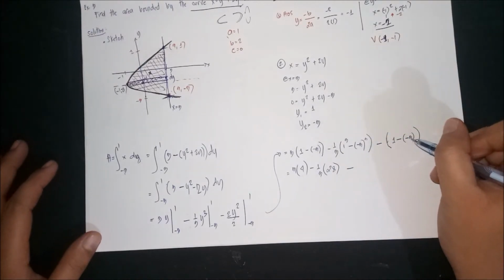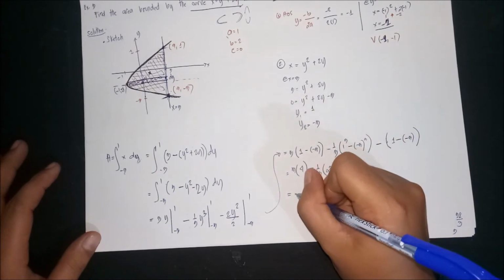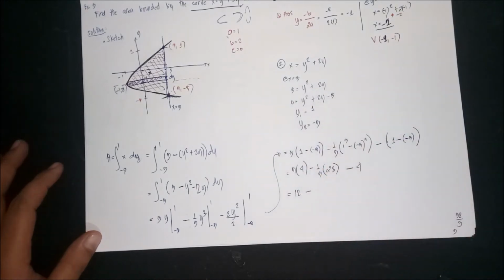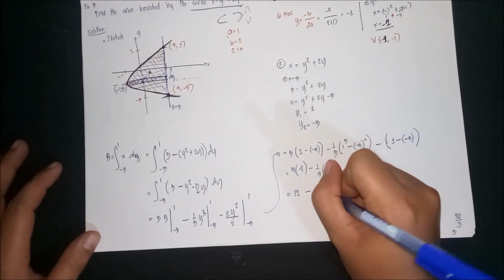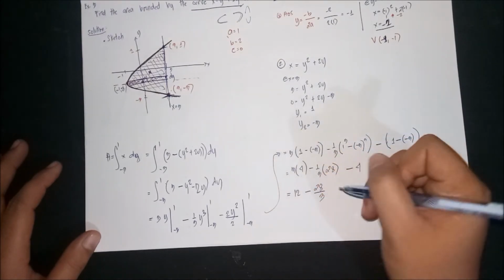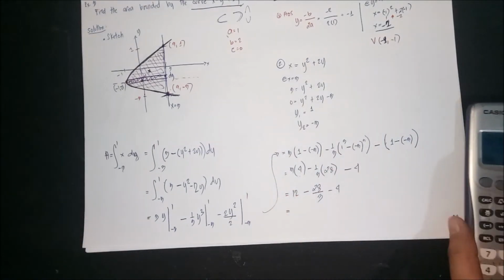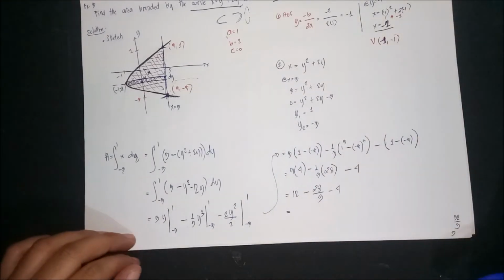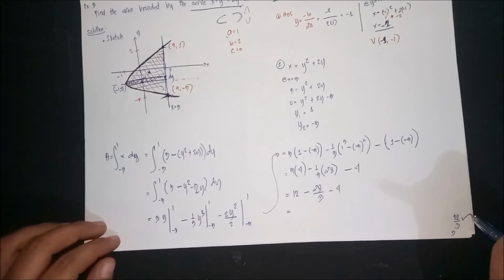Minus, this is positive 4. So this now becomes 12 minus 28 over 3. Sige. 28 over 3 pa rin. This is equal to, the answer is negative 4/3, which is not equal to this. This should be our answer. So check natin saan tayo nagkamali.